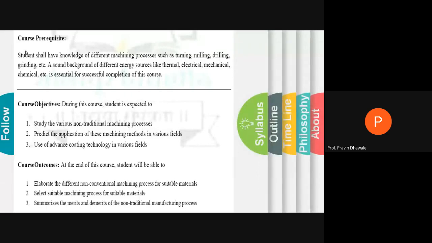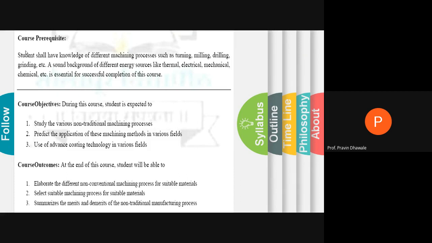Okay. Why are we studying this subject? What are the course objectives? What are the course outcomes? What is the need to learn such subjects? That comes under the course objectives. While learning this subject, you are all expected to study various non-conventional machining processes. That is the first course objective.